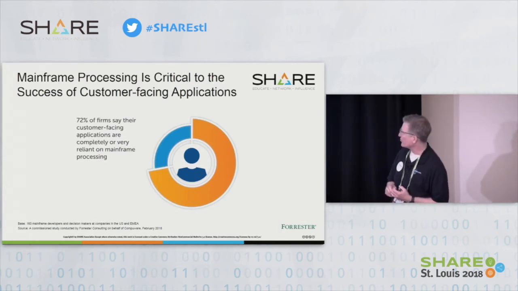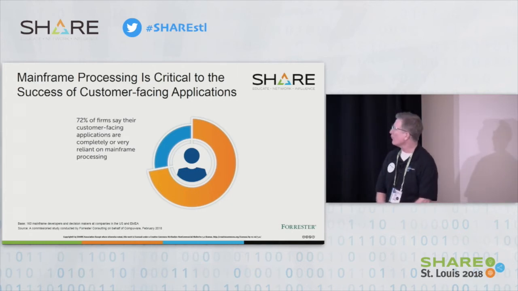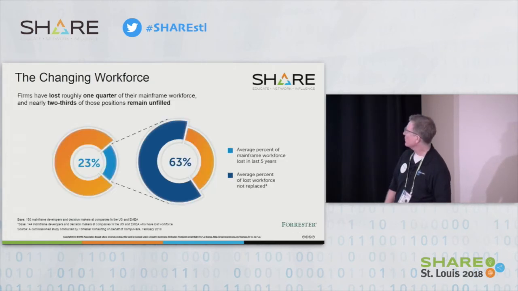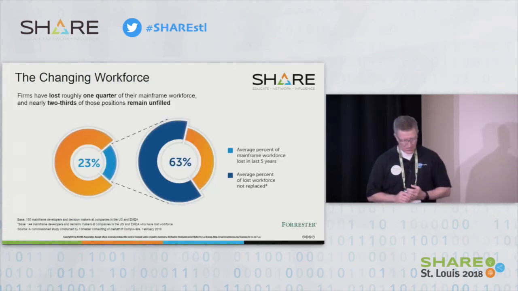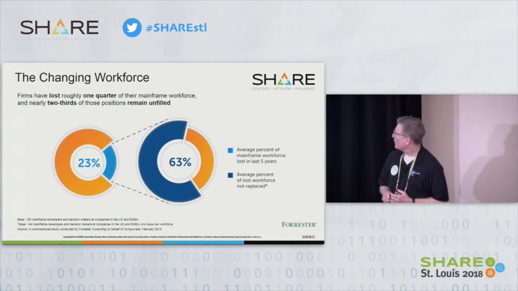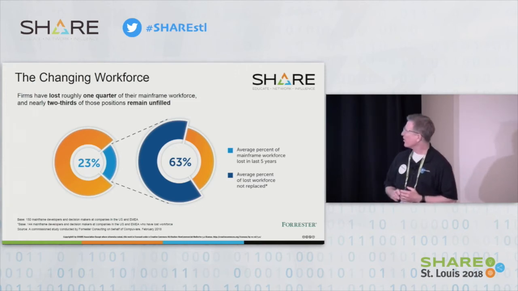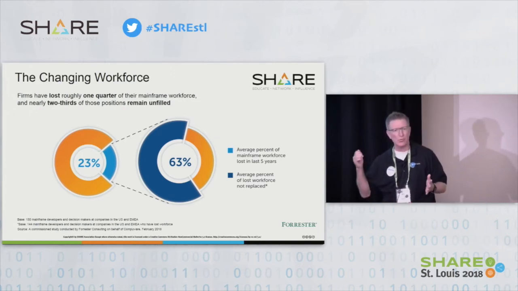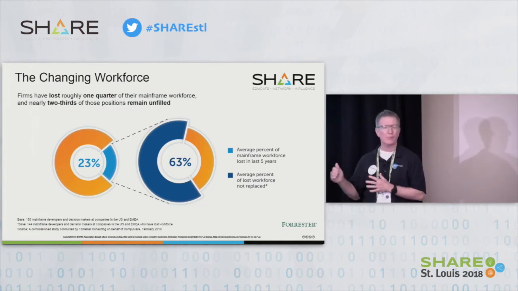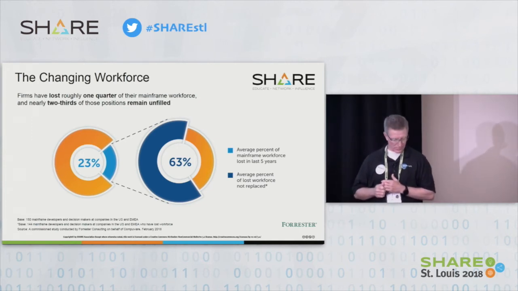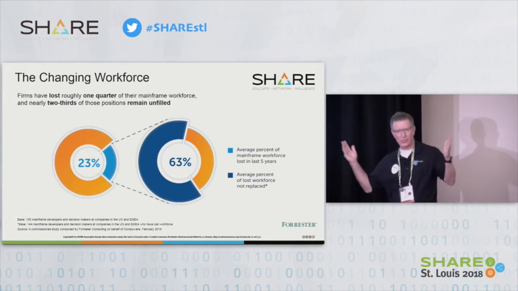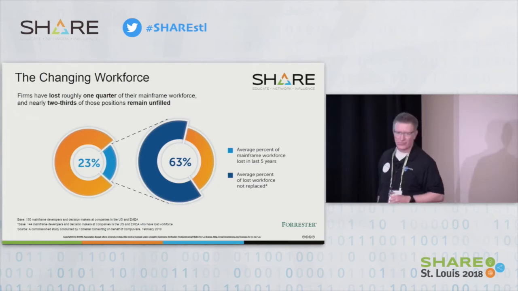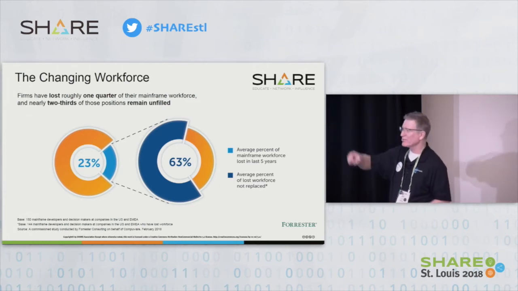72% of the firms say their customer-facing applications are completely or very reliant on mainframe processing. Interesting. But firms have lost roughly a quarter of their mainframe workforce over the last 5 years, and 2/3 of those jobs haven't been replaced. So we've got kind of a disparity there. Anyone see a problem with that? We've got all this increased mainframe, but we're seeing this loss, and David, you guys used this slide in your presentation.